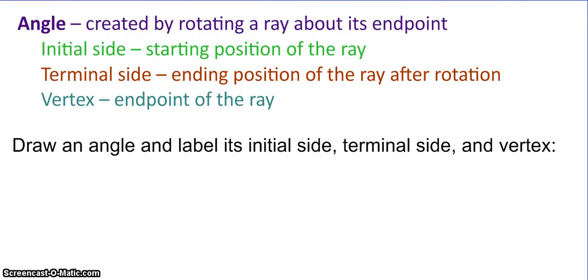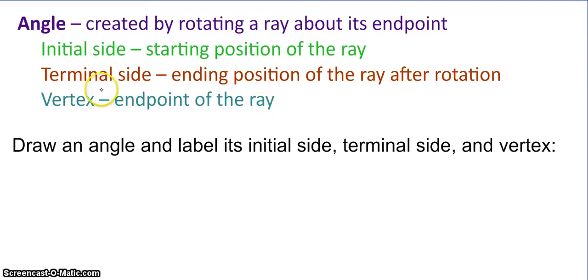Okay, so a little bit of vocab. This is on your packet, so you do not need to copy this down, but you need to understand it. What is an angle? An angle is something created by rotating a ray about its endpoint. It has an initial side, which is the starting position of the ray. It has a terminal side, which is the ending position of the ray after rotation. And it has a vertex, which is the endpoint of the ray.